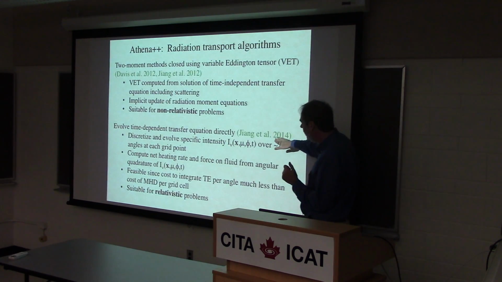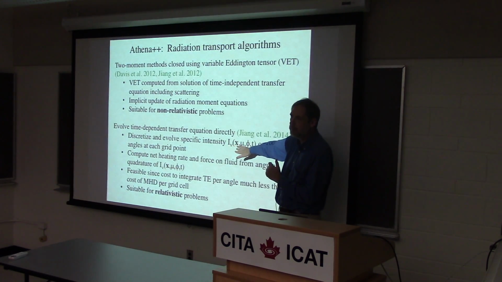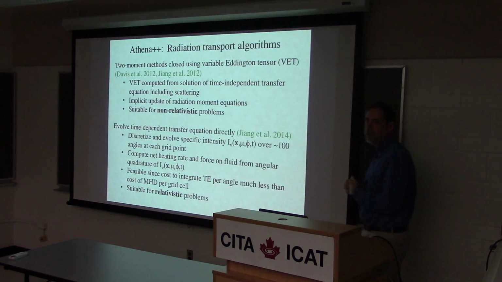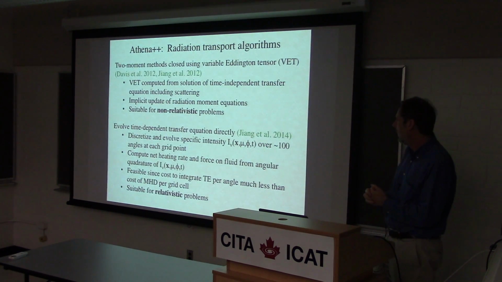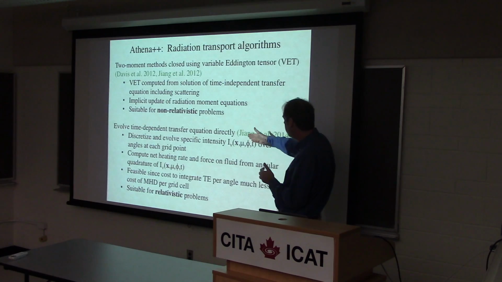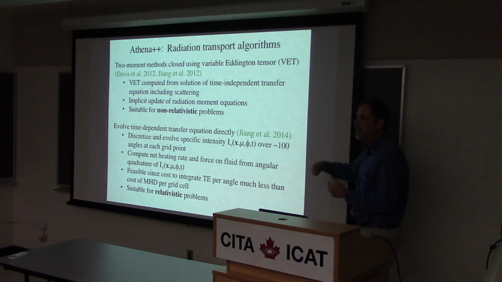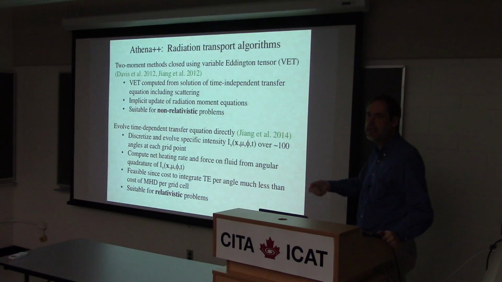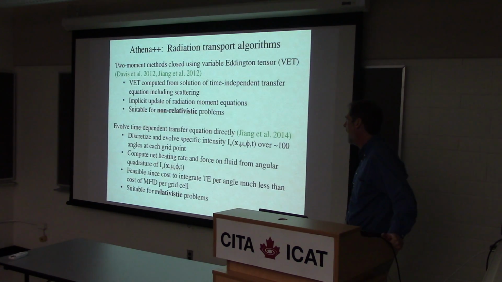We evolve the specific intensity as one of the dynamical variables. We store it over roughly 80 angles in practice. And so at every grid point, we have a discretized solution for the specific intensity over 80 angles. And we then just calculate the forces and net heating rate on the fluid directly from an ab initio solution of the transfer equation.